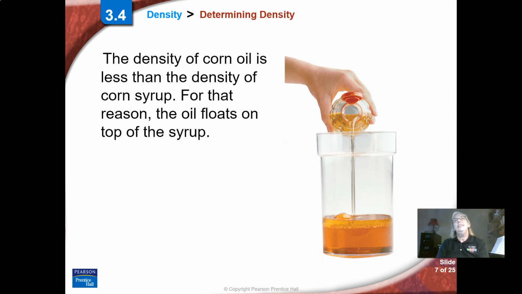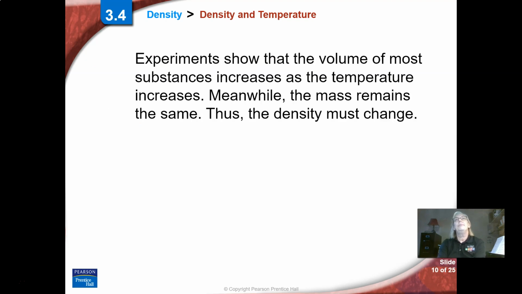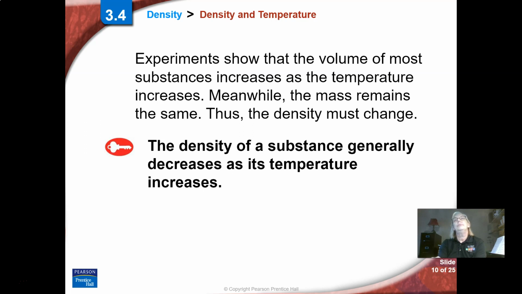The density of corn oil is less than the density of corn syrup. So which one do you think is on top? The oil is less dense. It's going to float on top of the corn syrup. If you heat up something, it generally changes the density. If you cool something down, it changes the density. Most times when you heat something up, the volume gets bigger, so the density is going to go lower because the volume expanded.